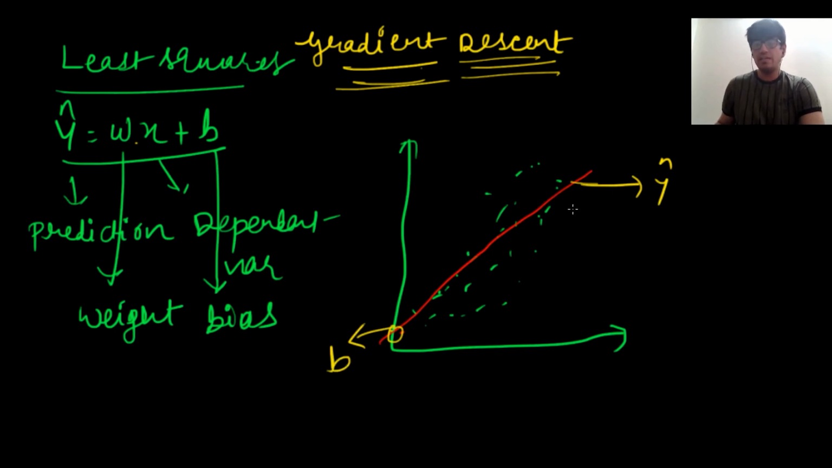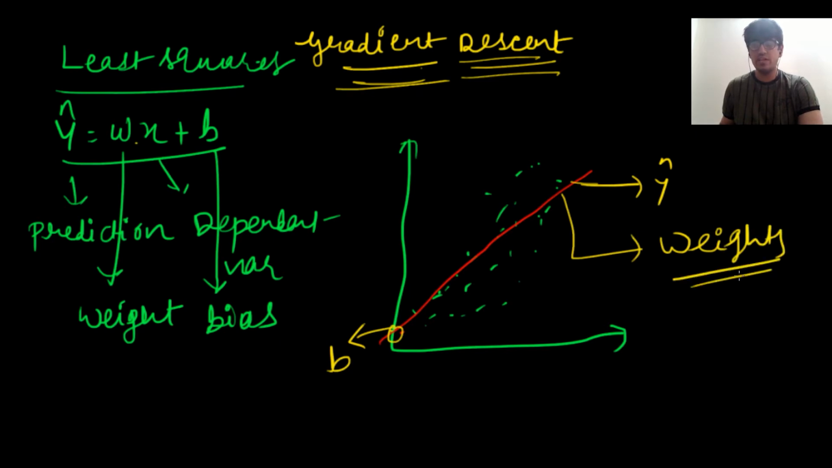And now the slope of the line, that is the angle on which the line needs to be, is nothing but the weight of the line. Those are the weights that we need to find out. So the weights, or the slope of the line, determine at which angle the line needs to be. So by the combination of w as well as b, we find out where the line needs to be.